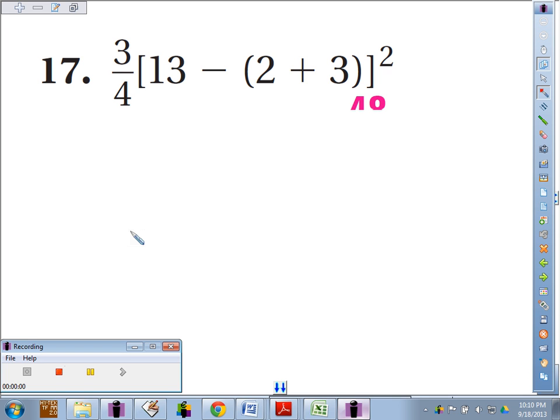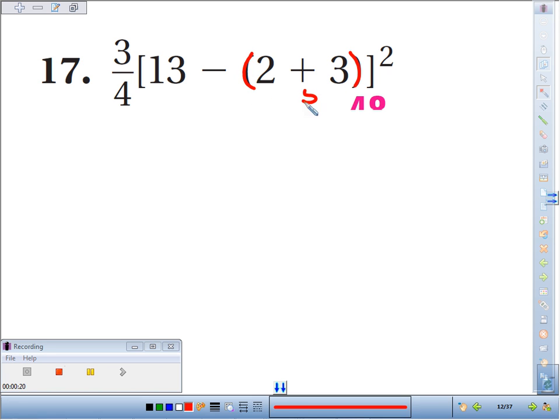Learning target 122 asks us to evaluate an expression with grouping symbols using order of operations. So in number 17, we've got two sets of grouping symbols, and whenever that's the case, we want to attack the grouping symbols that are innermost first. So inside the brackets, we have the parentheses. So we're going to evaluate the parentheses first.